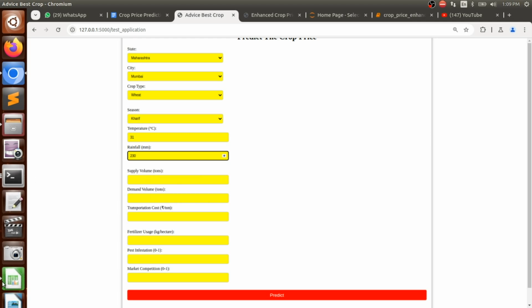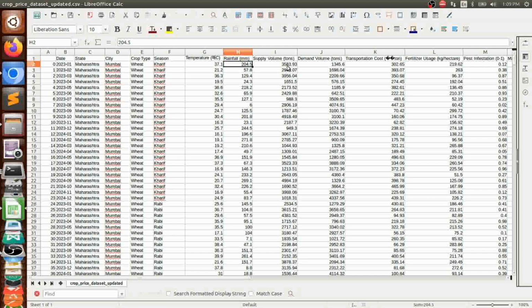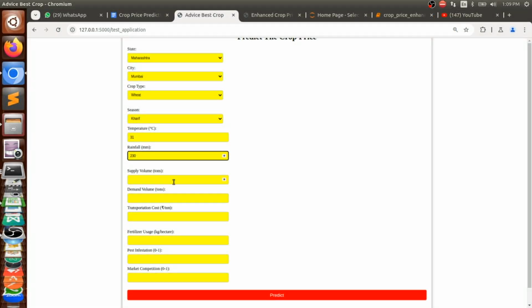Supply volume you can refer to. If you are not sure, you can refer to it. So let me take supply volume as 4000. Demand is very low. How much impact it will bring on our results, you will understand now. Transportation cost maybe 4 rupees. Fertilizer usage per kg maybe 1-2 kgs. Pest infestation maybe 20%, which means we can say 0.3. Market competition is high, so we can say 0.9.